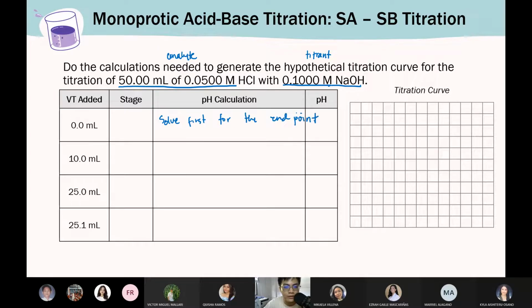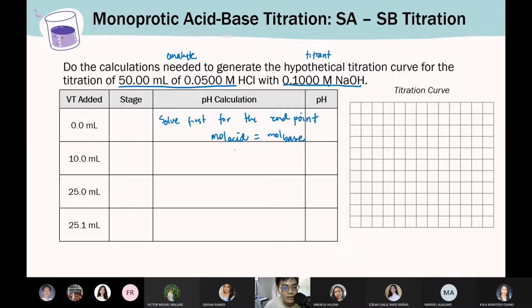Okay? We have to solve first for the endpoint. Okay? So, ano mangyayari sa endpoint? Kailangan yung mole ng acid mo is stoichiometrically equivalent to the mole of your base. Okay? So, kailangan stoichiometrically equivalent sila. So, gagamit tayo ng stoich. Okay? So, mag-stoich tayo. Kailangan equal sila.